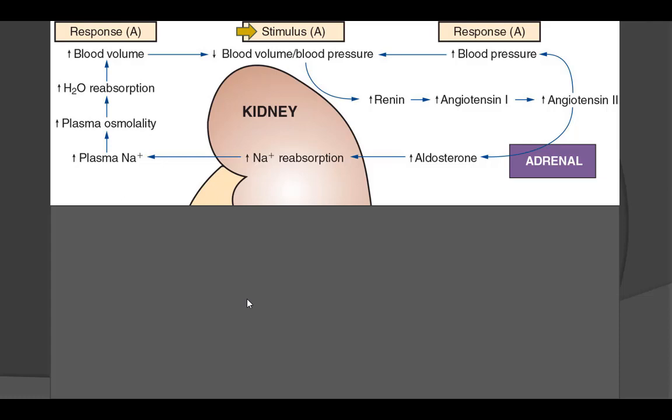This will release renin, which will increase the amount of angiotensin 1, which gets converted to angiotensin 2, which itself is a vasoconstrictor. So, it will constrict the blood vessels, leading to an increase in blood pressure. Okay? So, problem solved. The stimulus was decrease in blood volume or blood pressure. By inducing vasoconstriction, you have brought back the blood pressure, right?